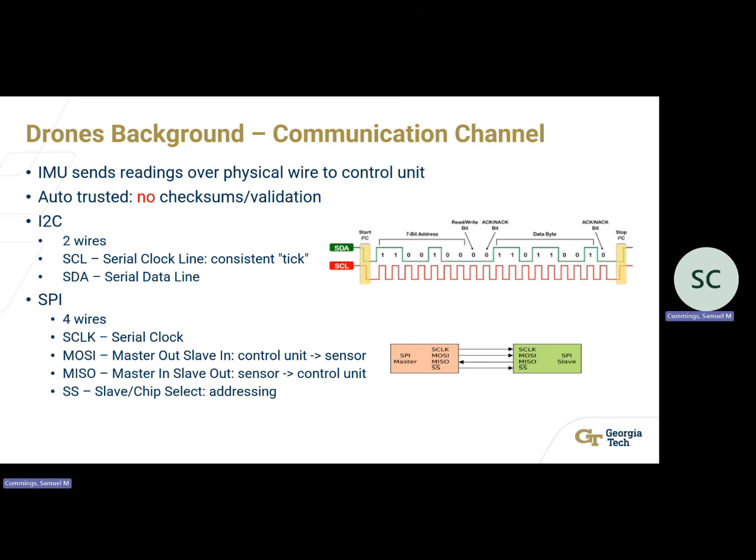SPI, on the other hand, is a little bit faster and it has 4 wires. It's got the serial clock, the MOSI and MISO, and then the SS. The MOSI is from the control unit to the sensor, and the MISO is communication from the sensor to the control unit, and SS handles addressing.